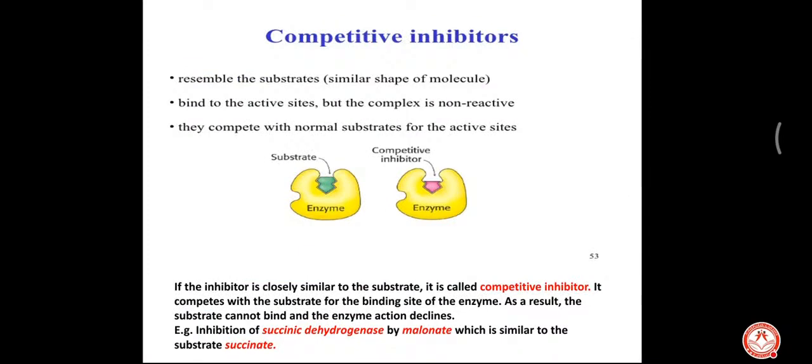Competitive inhibition resembles the substrate. Here the inhibitors resemble, or are similar in shape to, the substrate molecule and bind to the active site, but the complex is non-reactive. They compete with the normal substrate for the active site. If an inhibitor is closely similar to the substrate, it is called a competitive inhibitor. It competes with the substrate for the binding site of an enzyme. As a result, the substrate cannot bind to the enzyme and action declines. For example, inhibition of succinic dehydrogenase by malonate, which is similar to the substrate succinate.